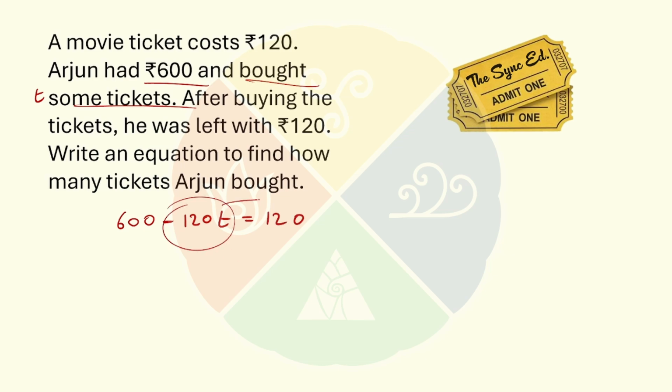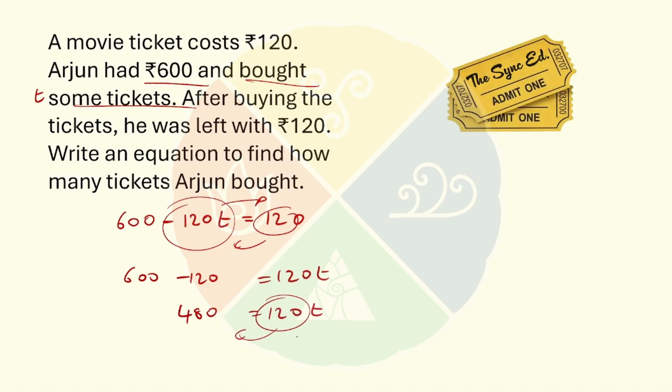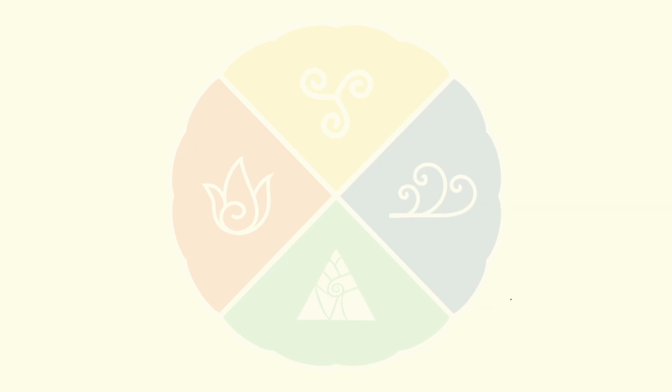To solve this, I'll take this to the other side and this to the other side. 600 minus 120 is equal to 120T. Minus 120 will become plus 120. So 600 minus 120 is 480, equal to 120T. The multiplying 120 will go to the other side and you will get T is equal to 480 by 120. 48 divided by 12 is 4. So he bought 4 tickets. Arjun and his 3 friends, total 4. So the answer is 4. That's it, a very simple thing.